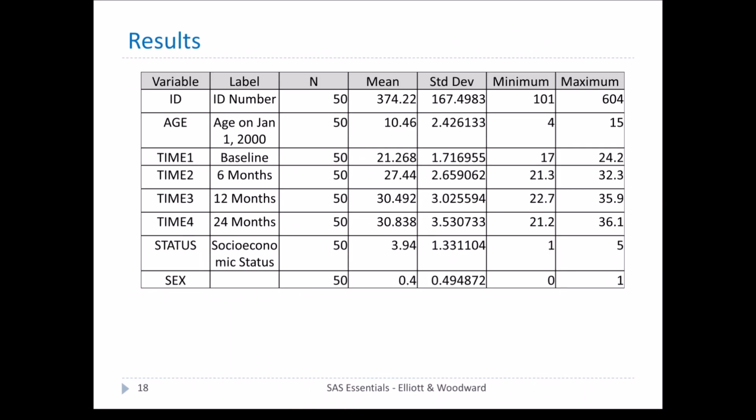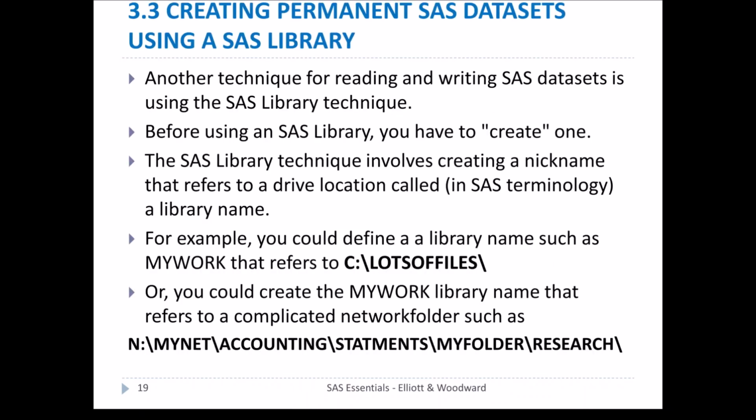If we run this program, we'll see that it actually did run, and we have 50 records in the data set, and it gives us the means and other statistics. All right, let's move on to 3.3, creating permanent SAS data sets using a SAS library.